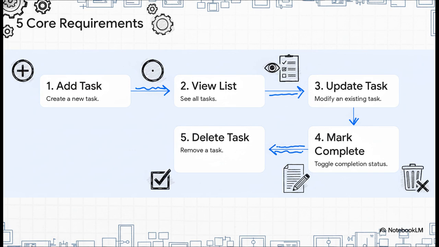So, the very first thing our constitution does is lock in the absolute core requirements. For this app, there are just 5 things it needs to do: add, view, update, complete, and delete a task. That's it. Nothing more, nothing less. This one decision immediately puts up a fence against scope creep.